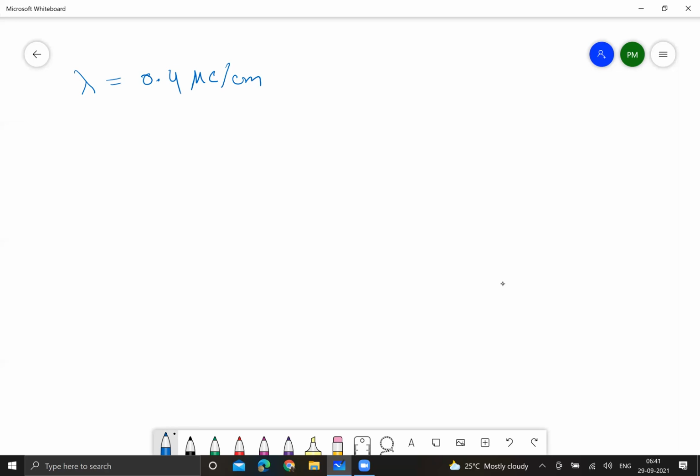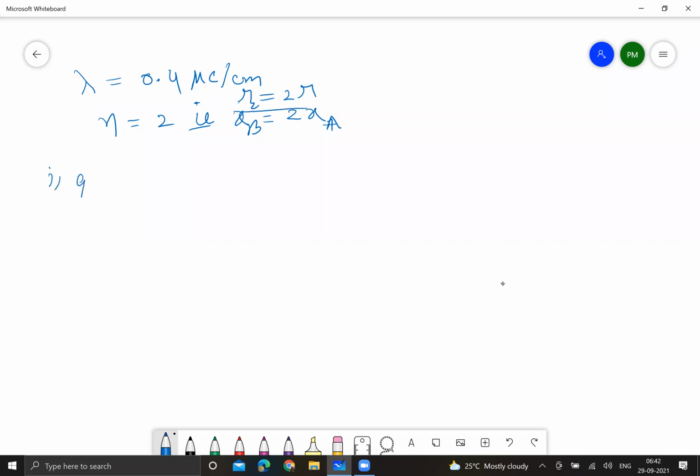If B is removed two times farther from the thread than that of A, so you can assume that XB is equal to 2 times XA, or RB is equal to R2 is equal to 2R. Anyway, you can put it.